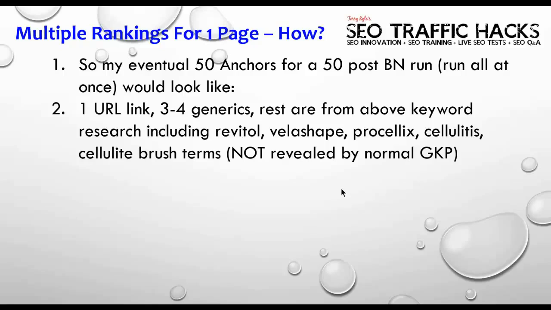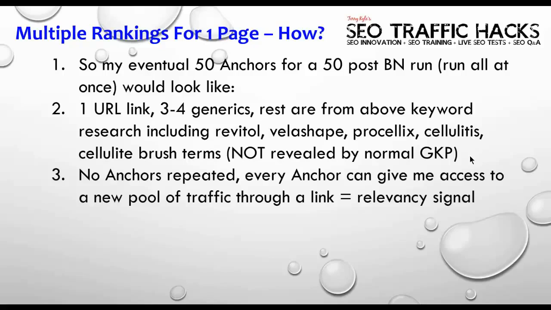I'm going to have a URL link in there, just the raw URL to the website. Three to four generics like read more information, website, click here. But the rest are all from the above keyword research, including Revitol, Velashape, Prosilix, cellulitis, cellulite brush terms. All of the ones that I'd researched and checked. I liked the volume, the audience fit was right, it was relevant for the audience coming to that page. The ones that were concealed by the Google Keyword Planner.